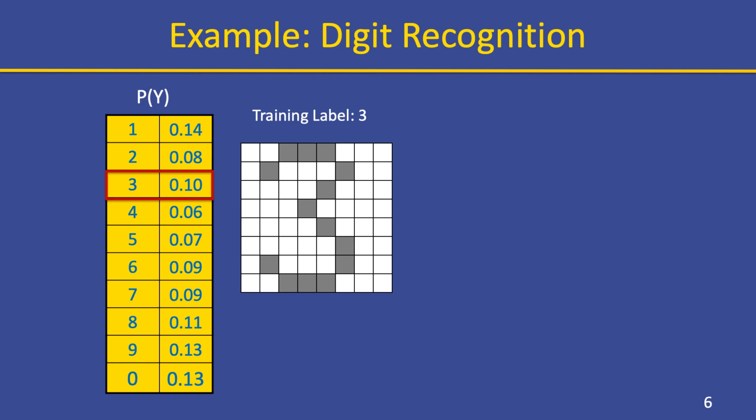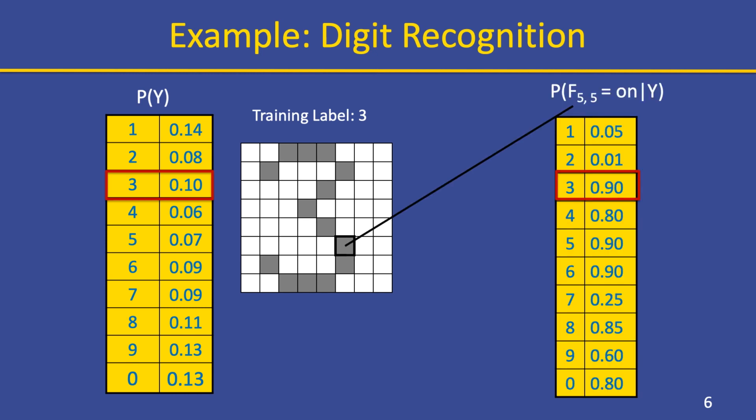Each pixel here is a feature, so for each pixel we have a conditional probability table, a CPT. So this training example will contribute, for instance, to P of F55. This is the probability of this pixel here being on given a label of 3. And this probability is equal to the total count of images of 3 that have this pixel on divided by the total count of 3s in our training data.